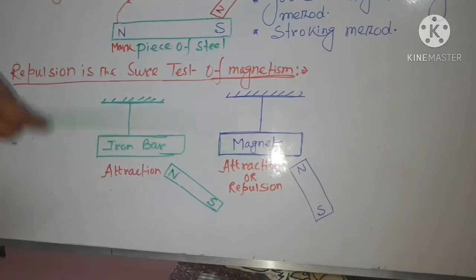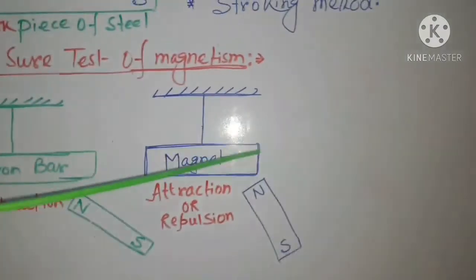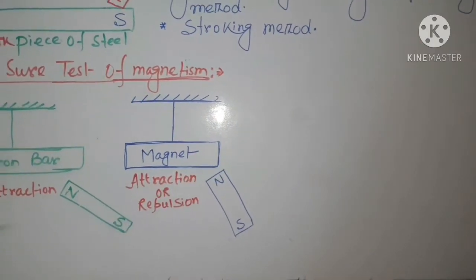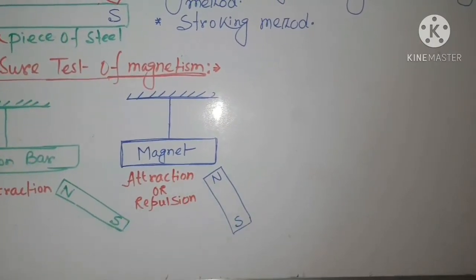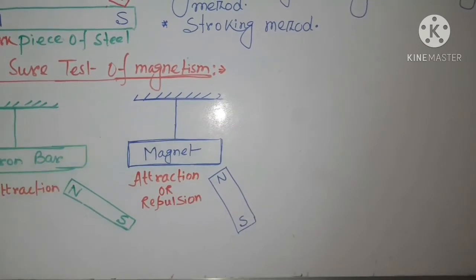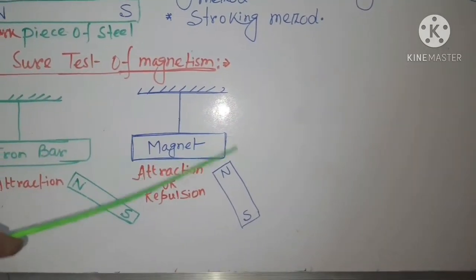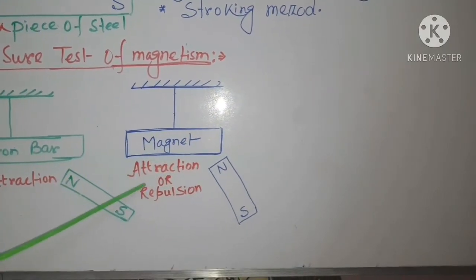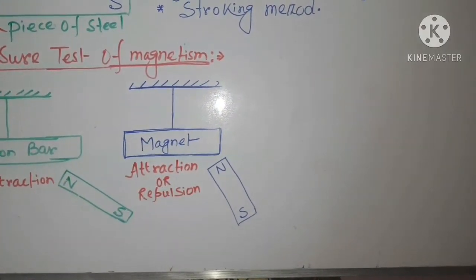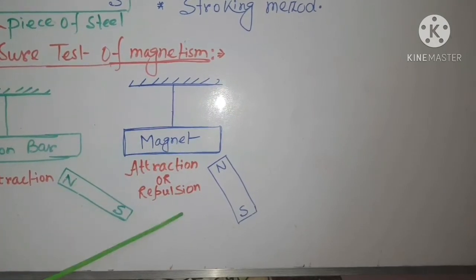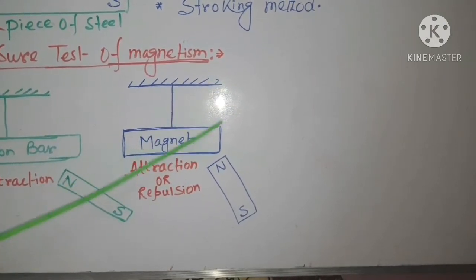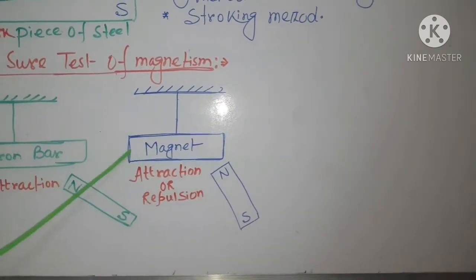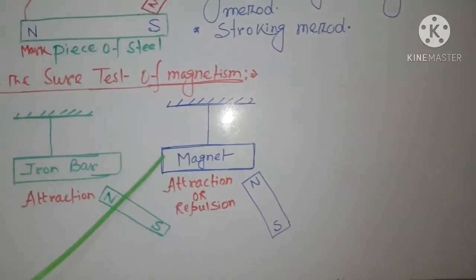Now see this situation. Near this end of the suspended bar, first bring the north pole and next time bring the south pole. Whenever you bring the north pole, you see there is attraction. And whenever you bring the south pole, you see there is repulsion. This repulsion exists only in the case of a magnet. That's why this suspended bar is a magnet.